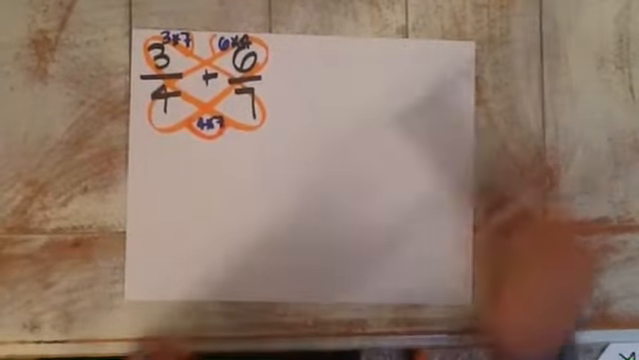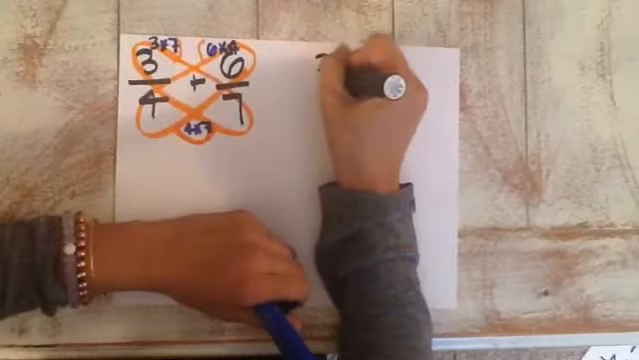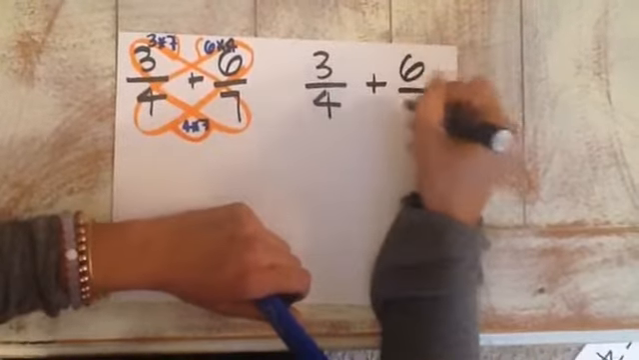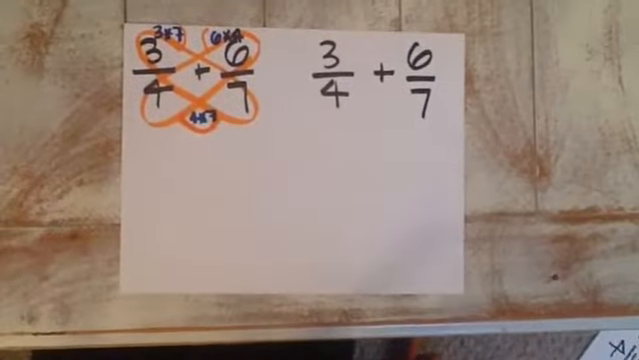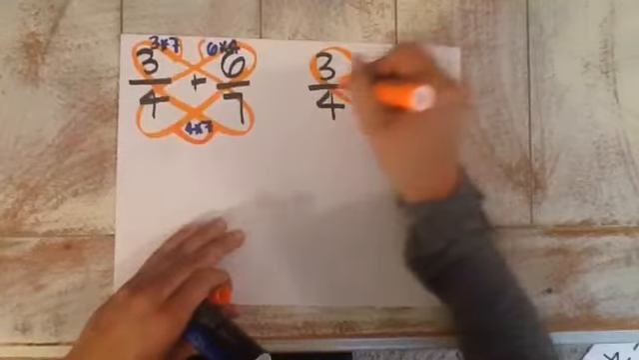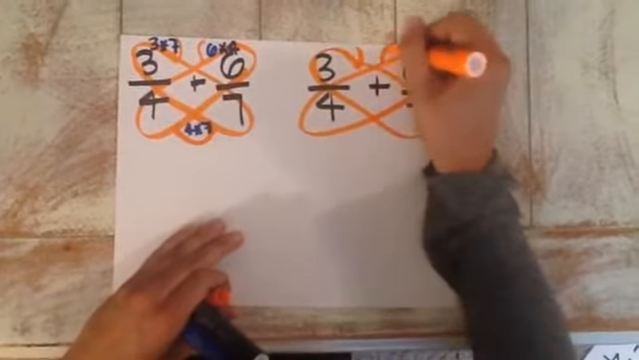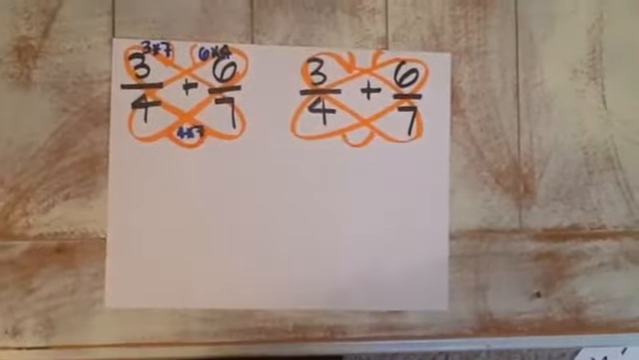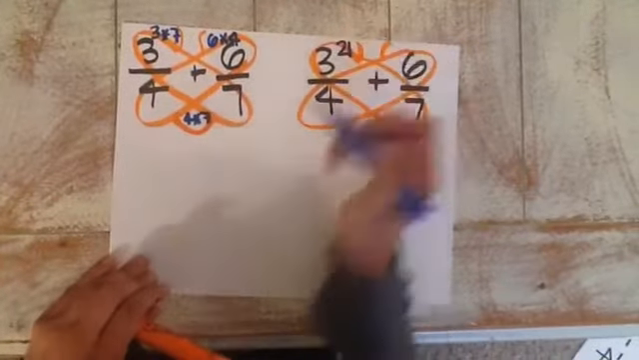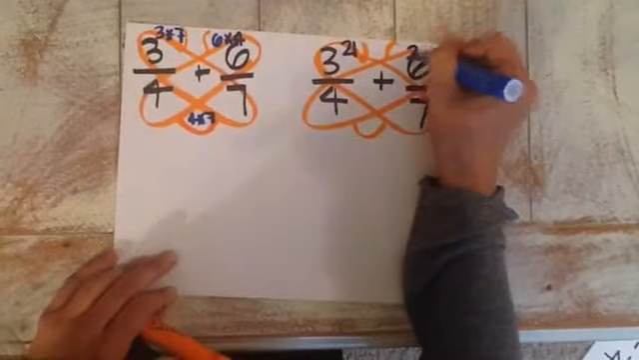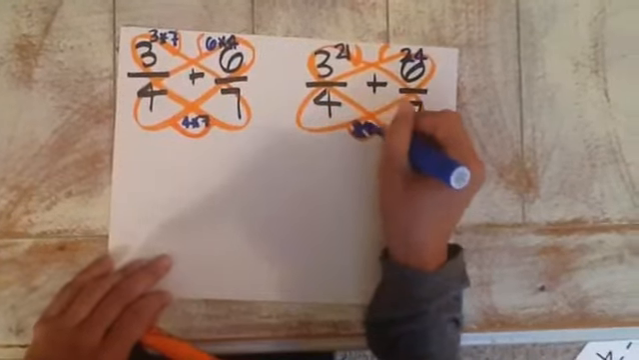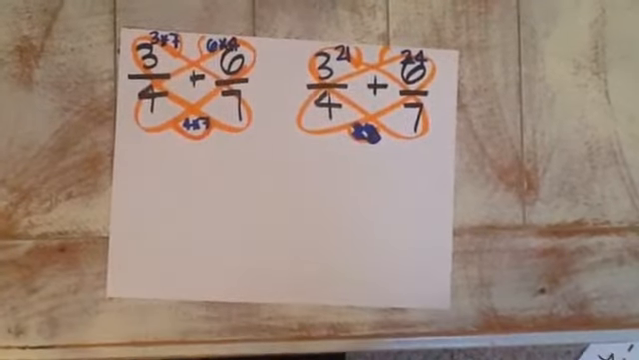Now I'm going to rewrite my fractions and redraw my butterfly. But I'm going to write the solutions in this time. So 3 times 7 equals 21. And 6 times 4 equals 24. And 4 times 7 equals 28. Now let's solve the problem.